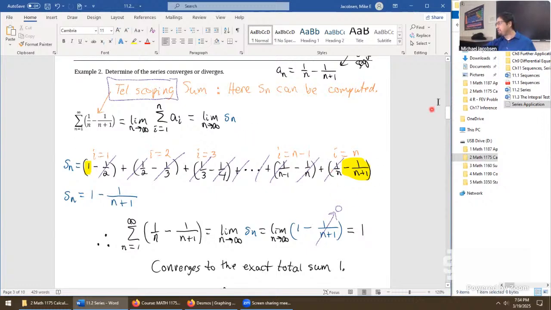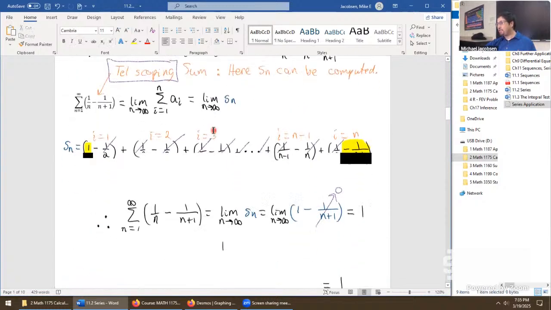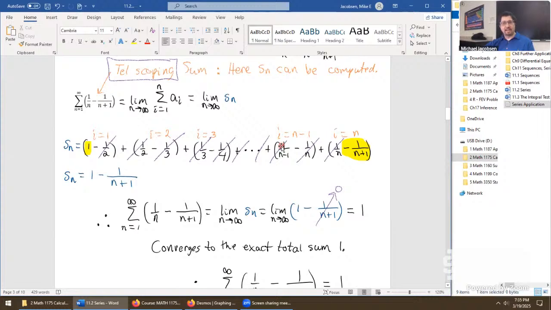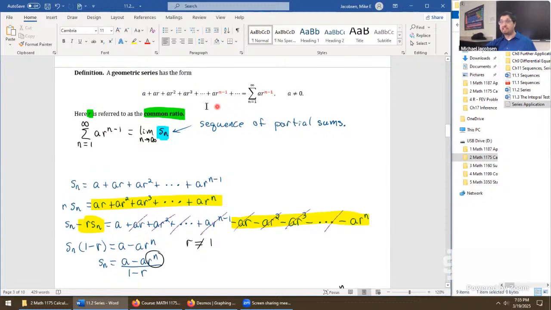Okay, so in short, a series is taking the sequence and putting pluses where you see the commas. But then at the same time, it's looking at this and taking the limit. If the limit exists, that's the value of adding up all the terms in the sequence. And we looked at how to do it for the telescoping sum. That's kind of a one-off in this class. But the one that isn't a one-off is the geometric series.